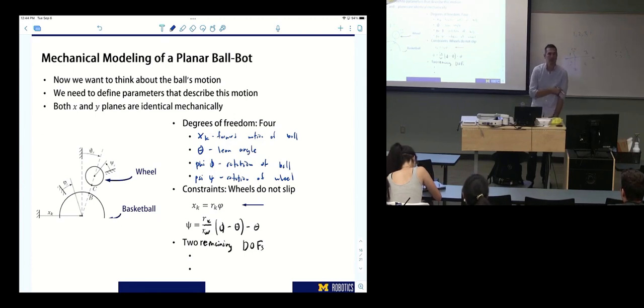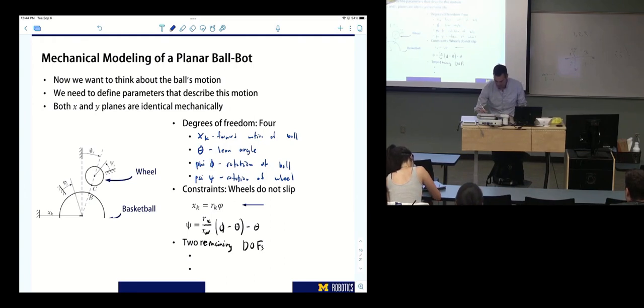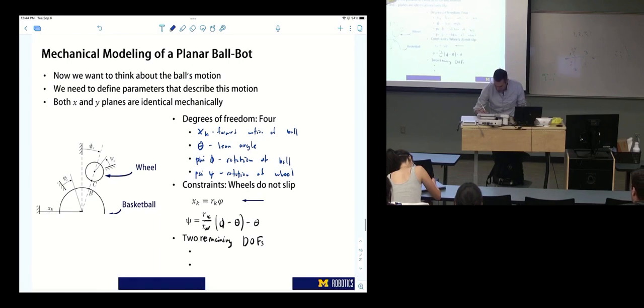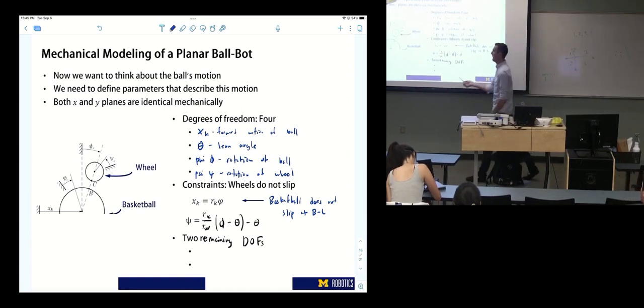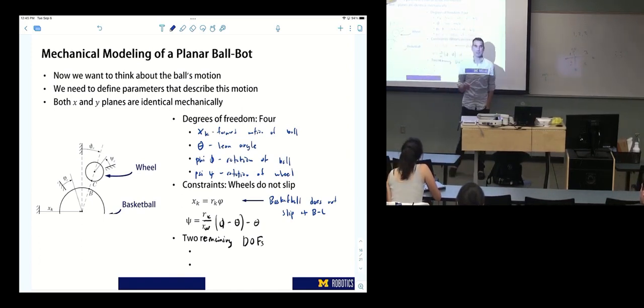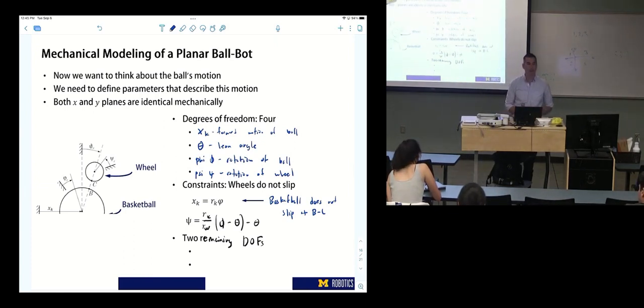One constraint is that the wheels don't slip. So the way that I think of that is that x of k, the basketball, does not slip at BC. So right here, the basketball does not slip there. So we know that x of k is going to be r_k times phi.